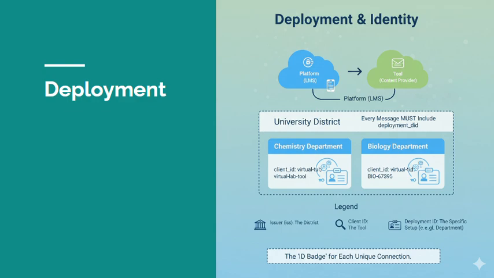Deployment. Think of the issuer as the university district and the client ID as a specific tool. But a district might have five different schools using the same tool in different ways. The deployment ID is the unique ID badge for that specific school setup. Without it, the tool wouldn't know which apartment to open for the user.